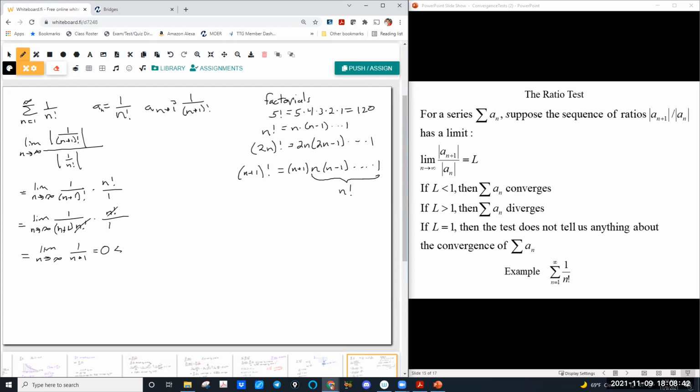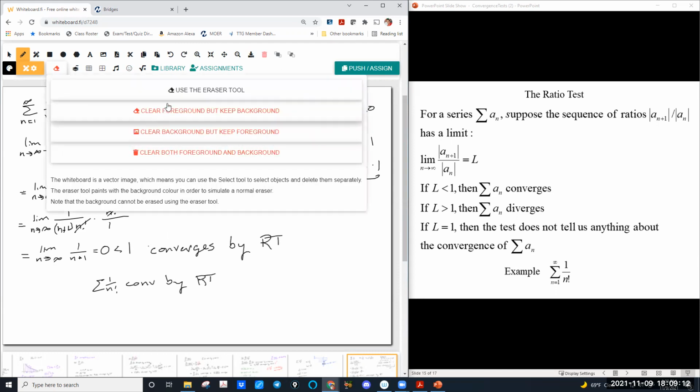We check our conditions. If the limit is less than 1, our series is convergent by ratio test. Actually, I should probably write the series in there. Let's rewrite that: the series of 1 over n factorial converges by ratio test. It's not this limit part that converges by the ratio test, it's the initial series that we're calculating.